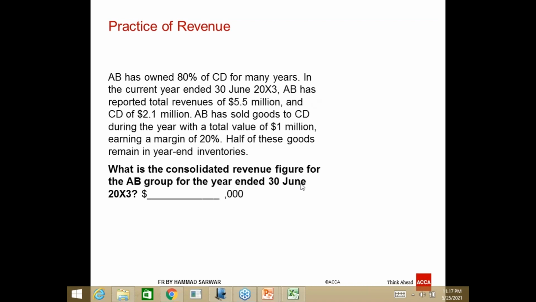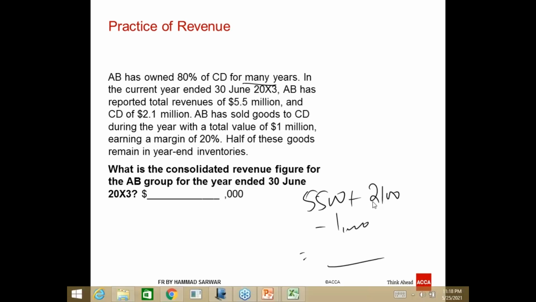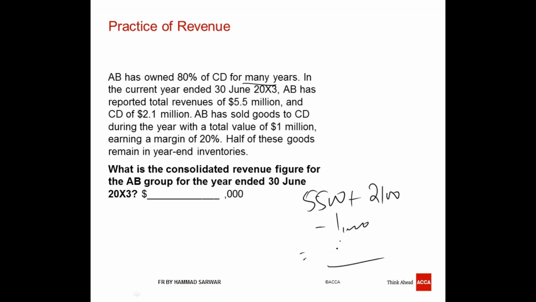The right answer is 5,500 for the parent company plus 2,100 for the subsidiary company, and as they have acquired for many years, you simply need to add these two figures minus intercompany sales, which is 1,000. So this is how we have calculated the figure. So the amount should be 6.6 million.